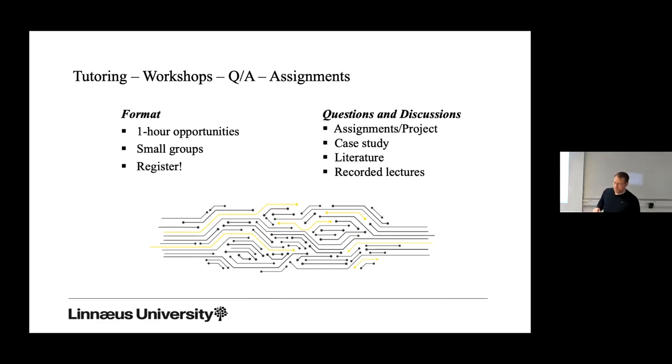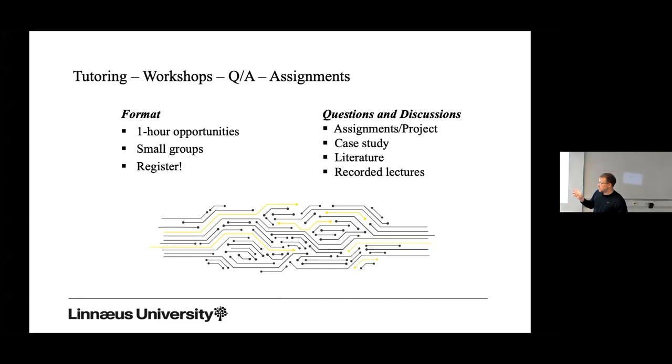I can't stress how important these are, these 1 hour opportunities. I'm sad to say that over the years, I have seen a pattern. And that is, the first week, we have more or less full house. All groups are full. But then since we have a course in parallel, the thesis project, people tend to make a decision. They either go for the thesis project or this course. And it's not impossible to do both at the same time, but it requires careful planning and commitment.